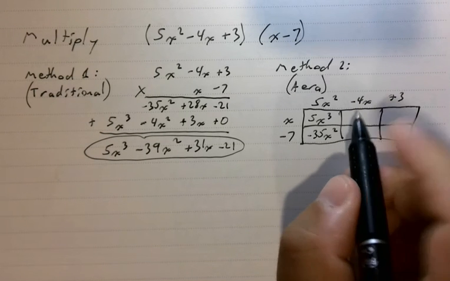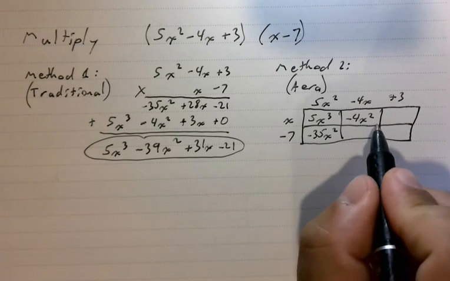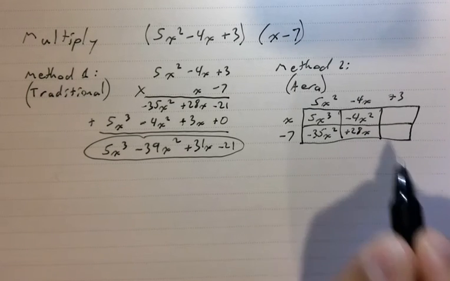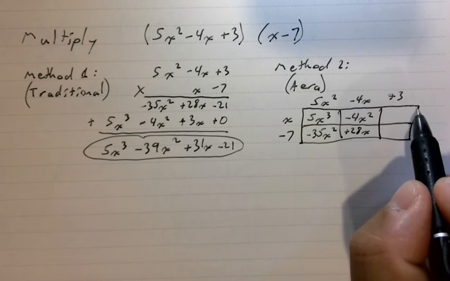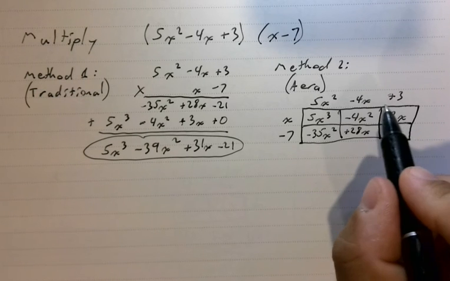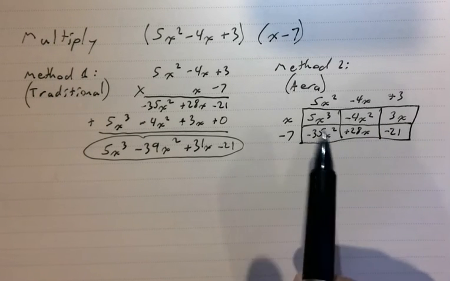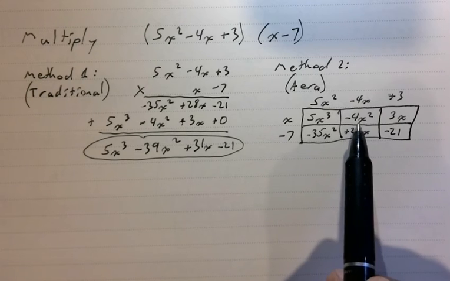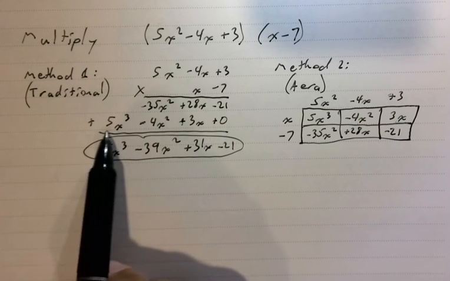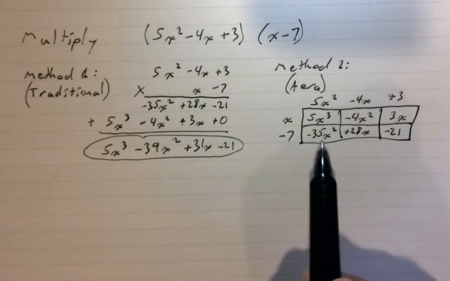-4x times x is -4x squared. -4x times -7 is positive 28x. Positive 3 times x is 3x, and positive 3 times negative 7 is negative 21. You see 5x cubed minus 4x squared plus 3x. Here was that product: negative 35x squared plus 28x minus 21.